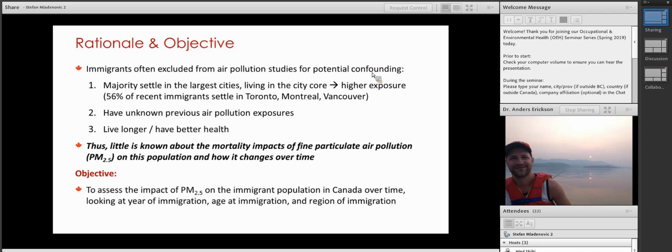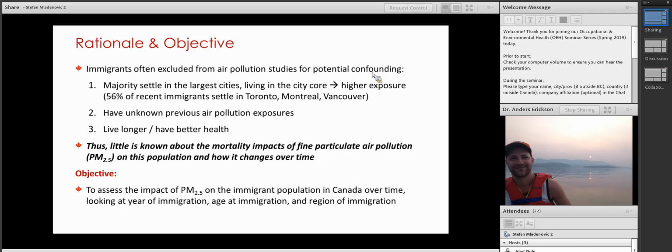The majority live in the largest cities. They typically live in city core areas, in the downtown cores, where there's a higher exposure to air pollution. This is particularly true for areas of Toronto and Montreal. We also don't know what their previous pollution exposure histories are, so there's this unknown factor of previous exposure. And then, of course, as I just said, they tend to live longer and have better health, so they have a very strong confounding impact on air pollution effects, specifically in cities.